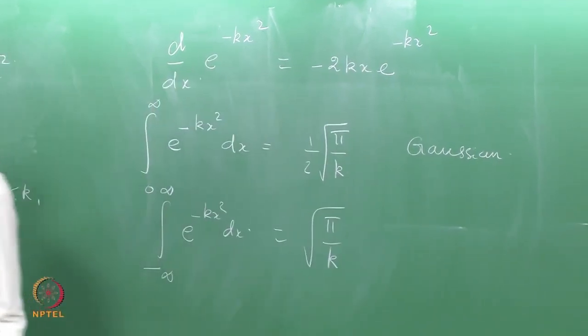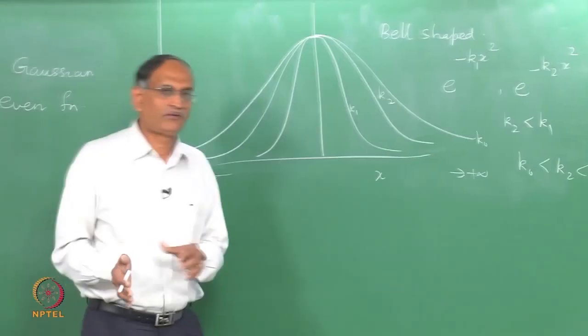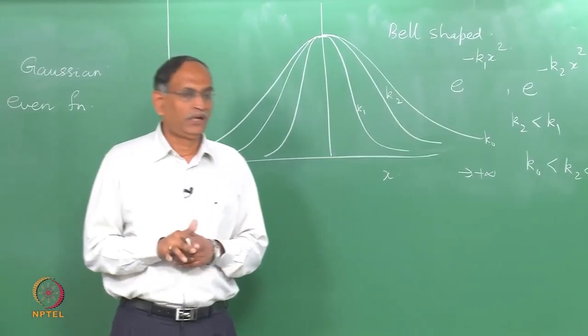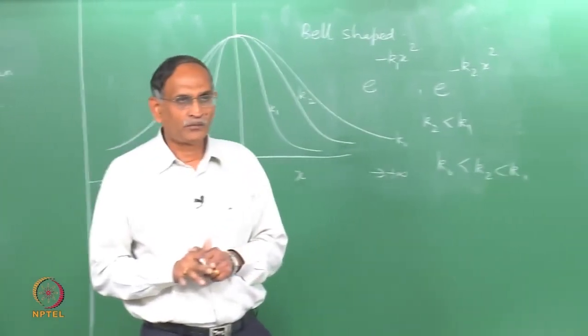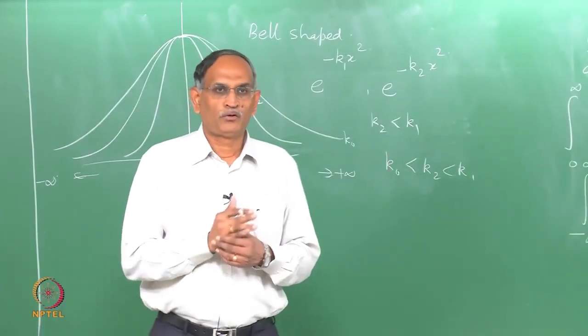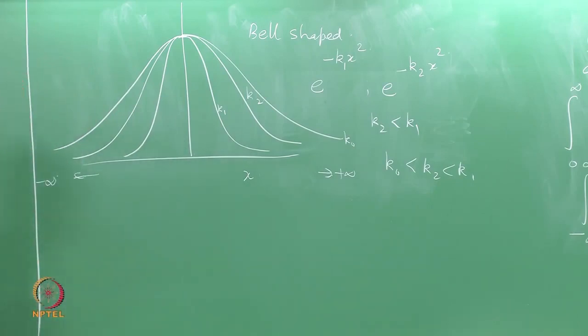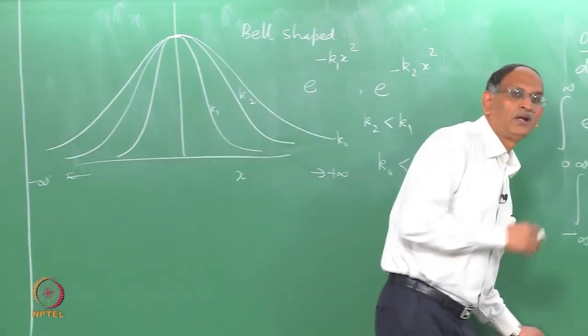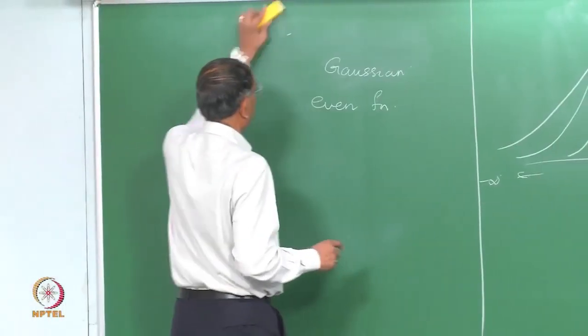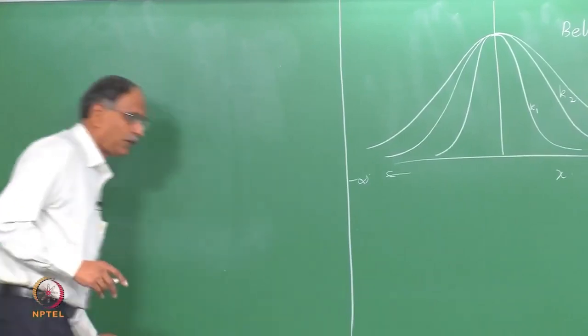This is another function that you would need in studying the properties of harmonic oscillators and quite a lot in understanding spectroscopic line shapes and so on. So basic properties you should be familiar with. There are similar functions that we will see which are slightly modified from these functions, namely multiplied by a polynomial.